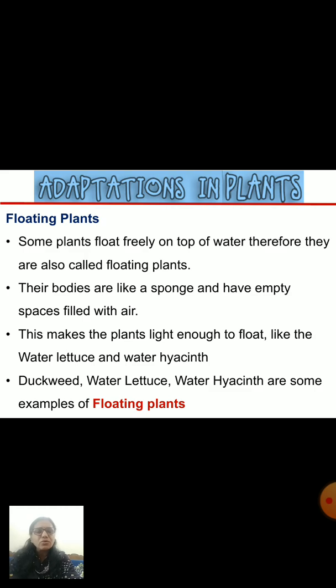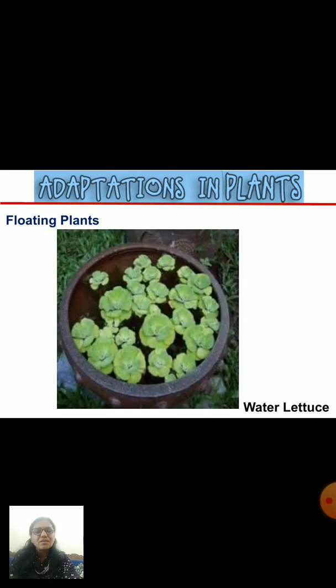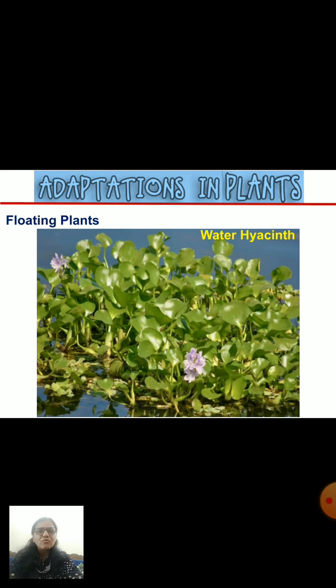I'll show you the pictures here. See here, duckweed. So interesting and so beautiful a picture, you can see. It is floating on the surface of the water. See, this is water lettuce. Another one, water hyacinth. So they are floating above the water, you can see. They are on the surface of the water.